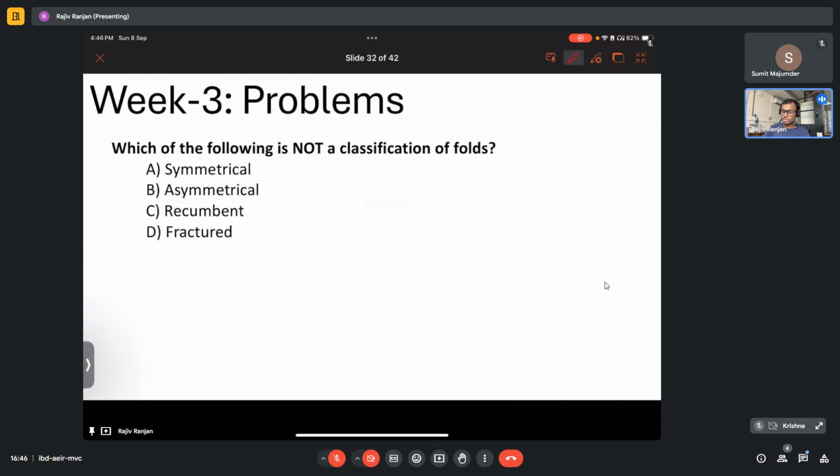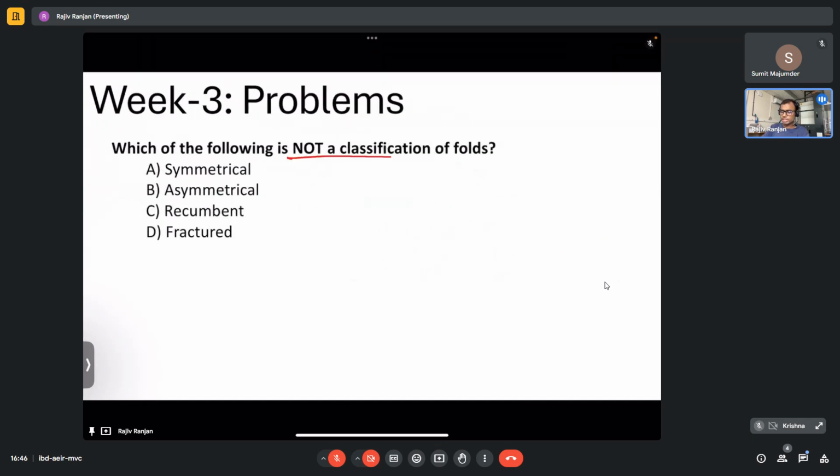Okay. Which of the following is not a classification of folds? Symmetric, asymmetric, recumbent, or fractured. What do you think? Fractured. Fractured is not a classification. Very nice. Good.